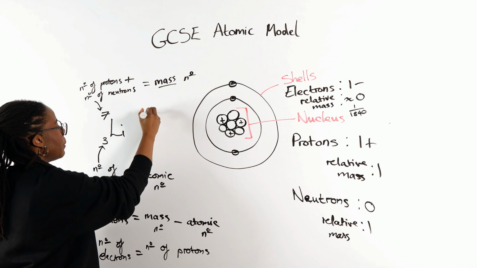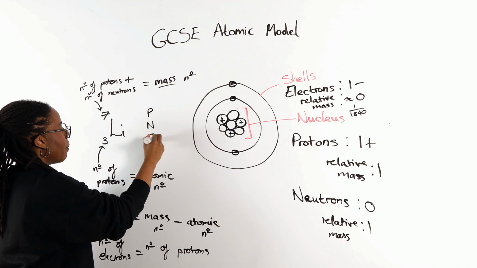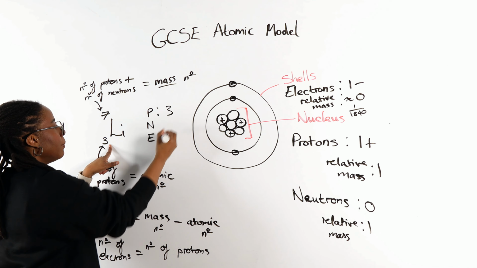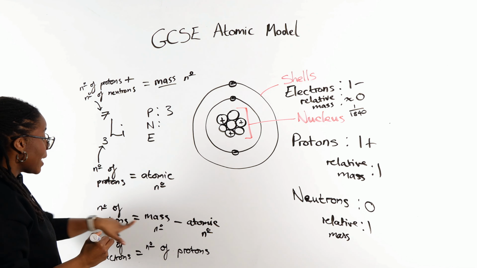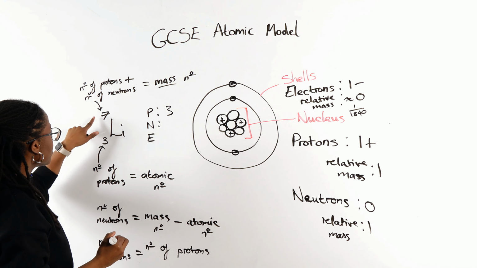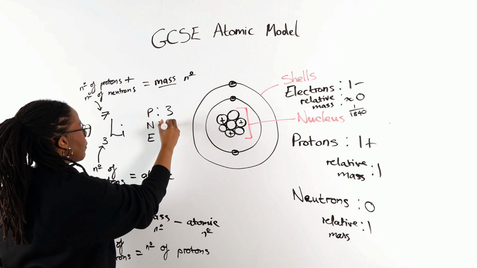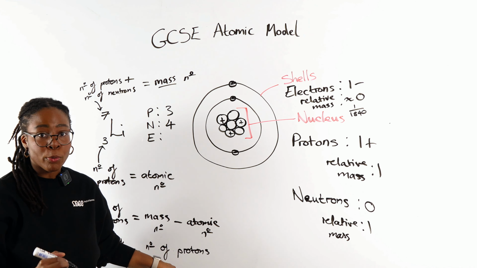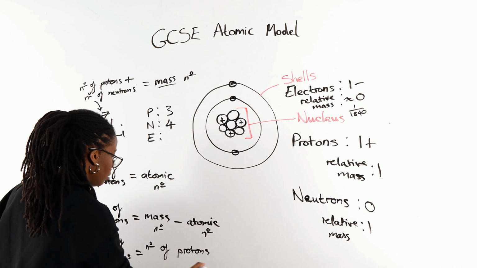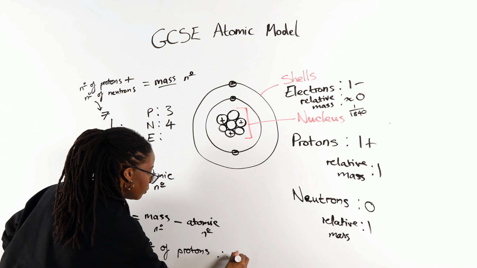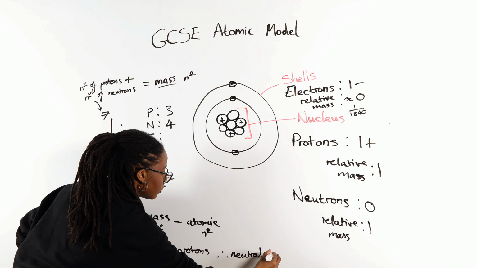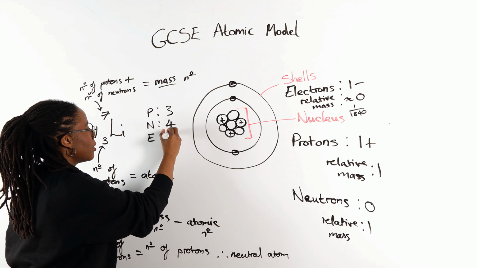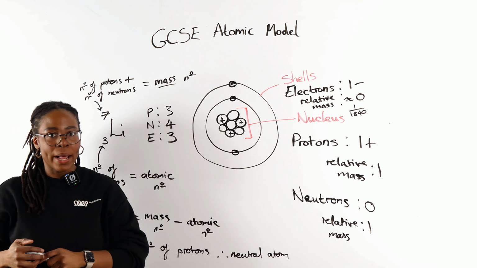So let's link this back again to our lithium. So let's figure out how many protons, how many neutrons, and how many electrons. Number of protons, again, atomic number, so that's 3. Number of neutrons, that's the mass number minus the atomic number, so 7 minus 3 to give us 4. And then the number of electrons, same as the number of protons, so that our atom is neutral overall, which means that our number of electrons must be 3 as well.